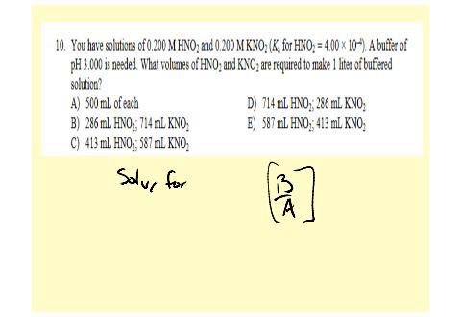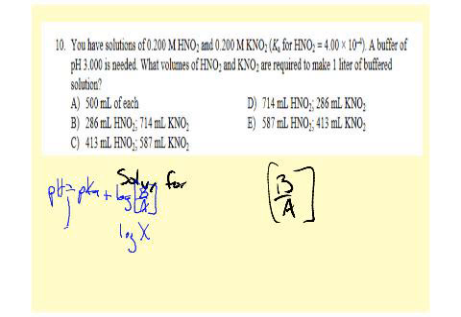This one's a little monster. What we have to do is you have solutions of blah, blah, blah, and a pH of 3 is needed. So we're trying to do pH equals pKa plus log base over acid, but we're trying to solve for what this base over acid is, solve for ratio of base over acid. So I'm just going to call that X.